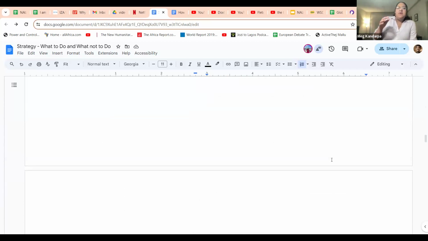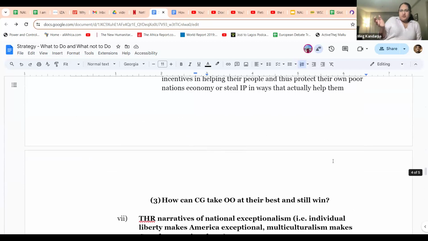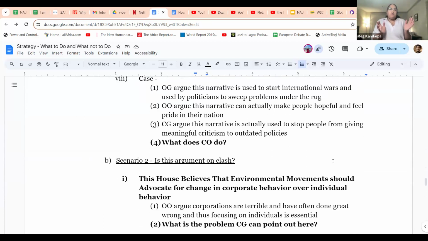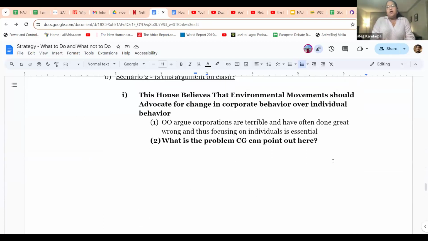If opening government is going to lament about corporations being bad and how it's really crappy that they don't care about people, and woe is us, people aren't going to shift their behavior and that really sucks. If you're looking at this as opening opposition, instead of just trying to prove that corporations are good, which I think is really hard to do, ask yourself: are there other reasons why corporations would act in a good way that are outside of this debate?